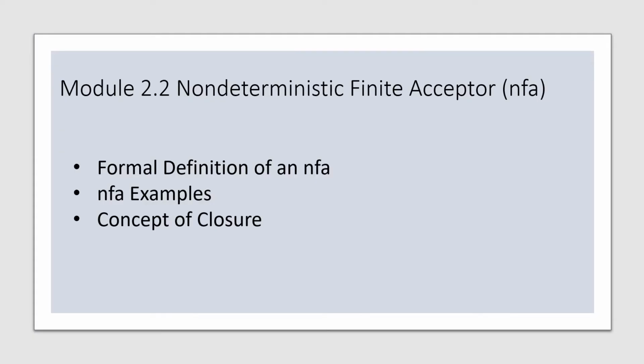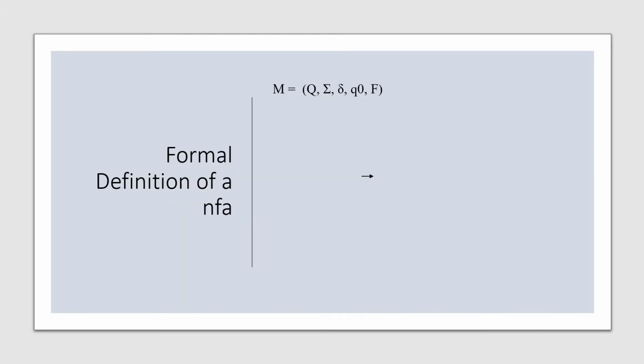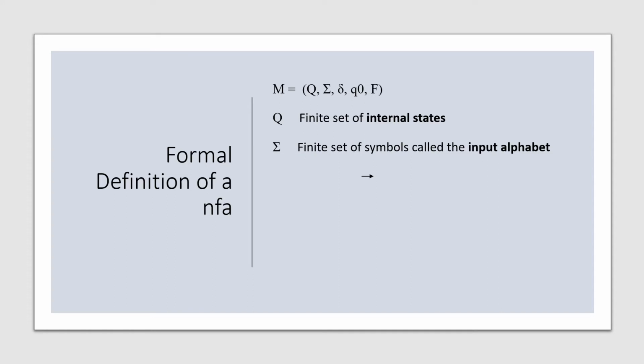All right, so let's talk about an NFA. Let's start with the formal definition of an NFA. The formal definition is the same as a DFA. It is a 5-tuple. Q is the finite set of internal states. In other words, it has a finite set of states. It has a finite set of symbols called the input alphabet.